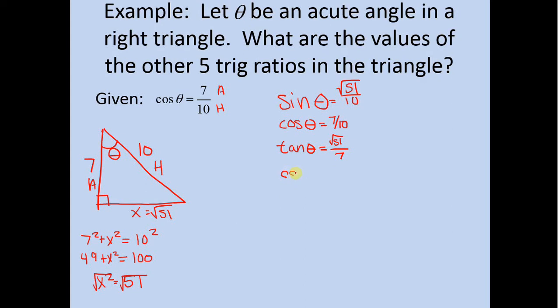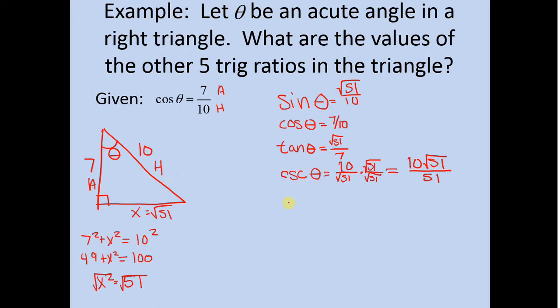Now, my cosecant, CSC, is going to be my sine theta, right? Flipped. So 10 over the square root of 51. Now, I can't have that. So I'm going to multiply by square root of 51 over the square root of 51, aka 1, right? So then I'm going to get 10 square roots of 51 over just 51. Okay? And so I'm rationalizing that denominator. I don't want a square root on the bottom. That is a big no-no in the math world.